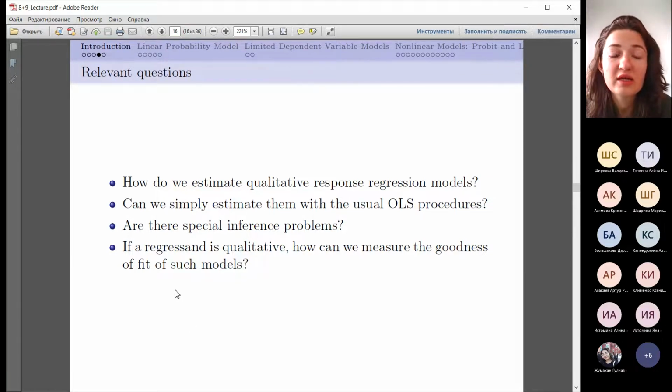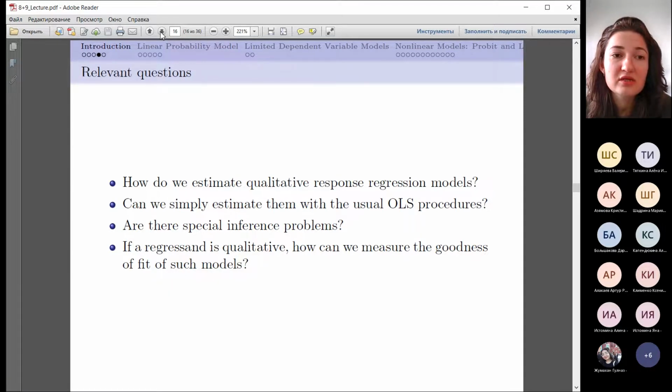And the next question, are there special inference problems? And also an interesting question, if a regressand is qualitative, how can we measure the goodness of fit of such models? For example, could we still use the R² or adjusted R² or F statistic, yeah, to say something about the goodness of fit of such models?